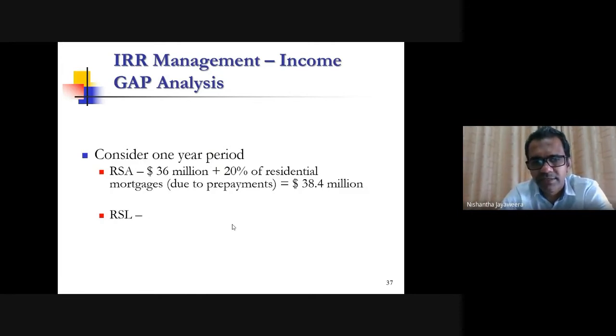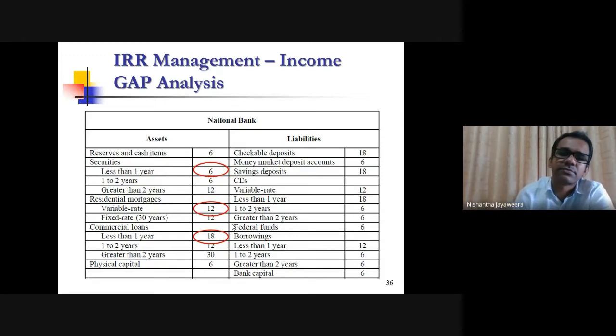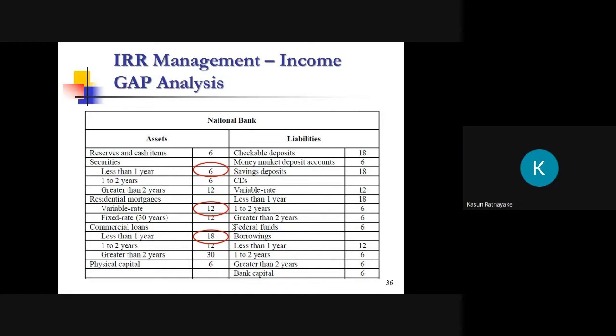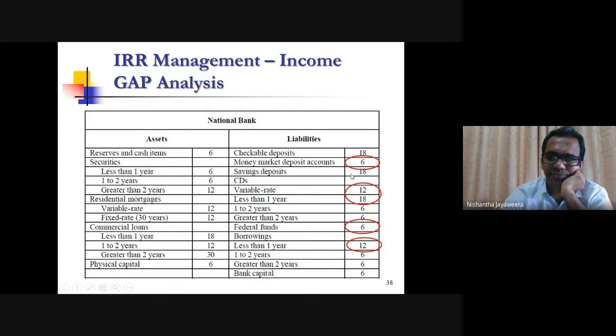What would be the rate sensitive liabilities? Money market deposits, then savings deposits. So basically in this you can see, again, savings deposits depend on whether you pay interest for that, and how quickly you change that. Even if the interest rate changes, how quickly do you change the interest on the savings deposits.